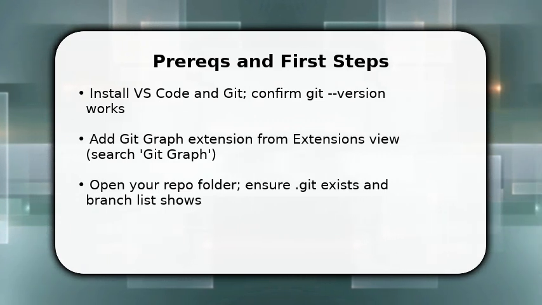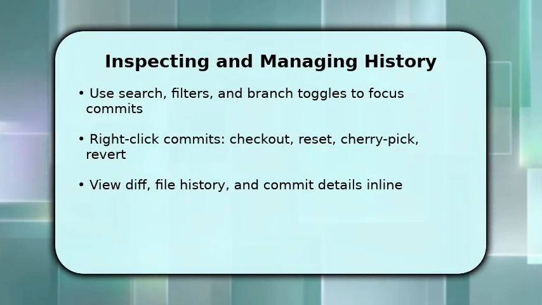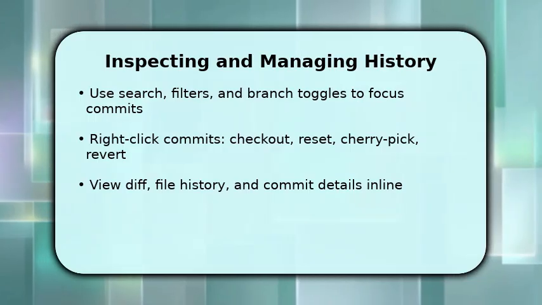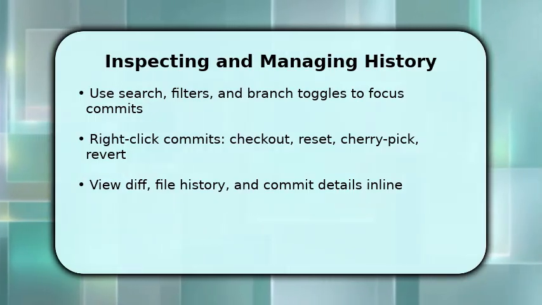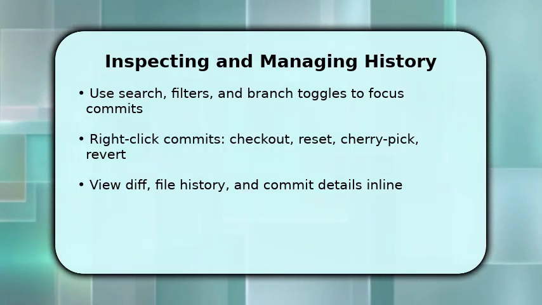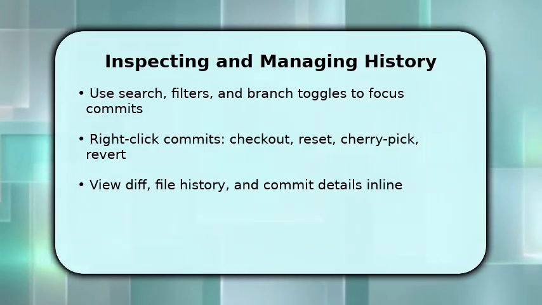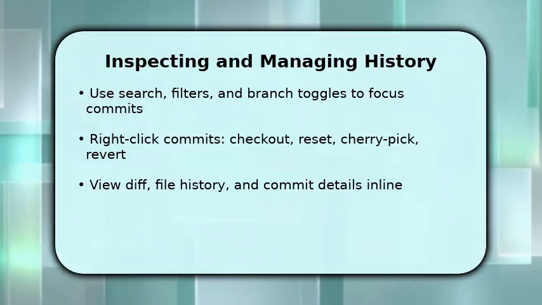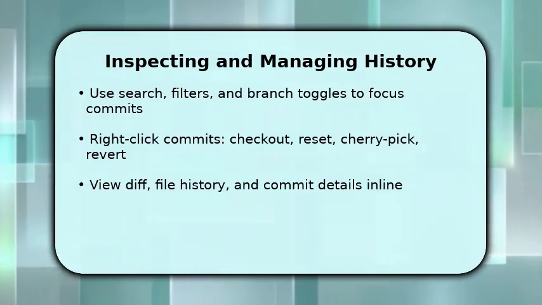You will now inspect and manipulate history using Git Graph. First, apply filters and search to narrow commits by author, message, or file path. This helps you focus. Once you see a commit, right-click to perform actions like checkout, reset, cherry-pick, or revert.